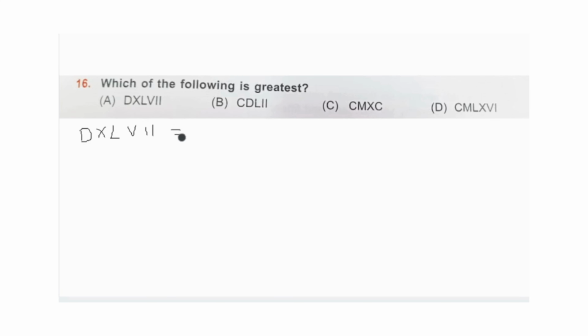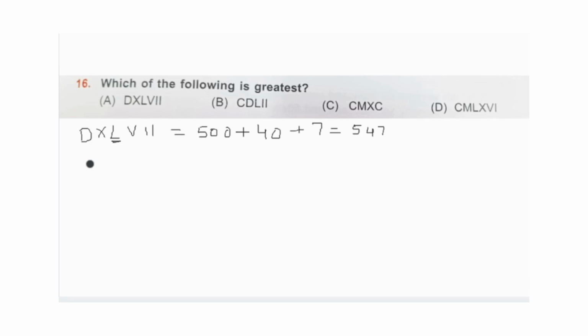So if you see, D represents 500. So we'll write it as 500. And then plus you have X and L. L is 50. But then you have an X which is before L, which is 10 minus 50, which is 40. Then you have 5, 6, 7, which is 7. So our first number is going to be 547.